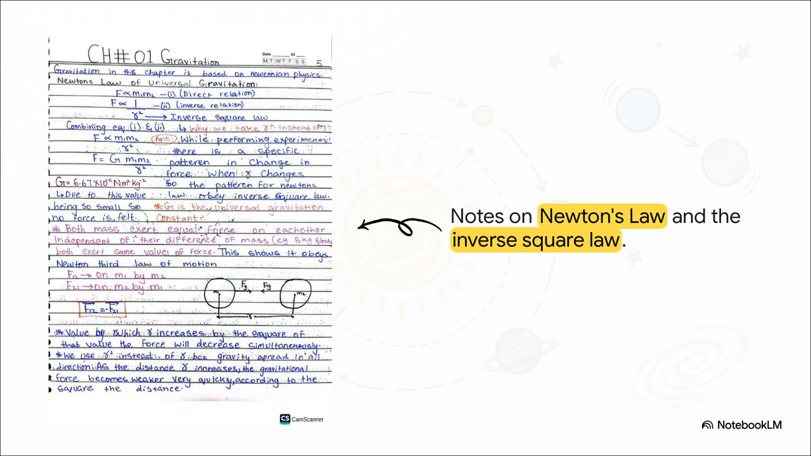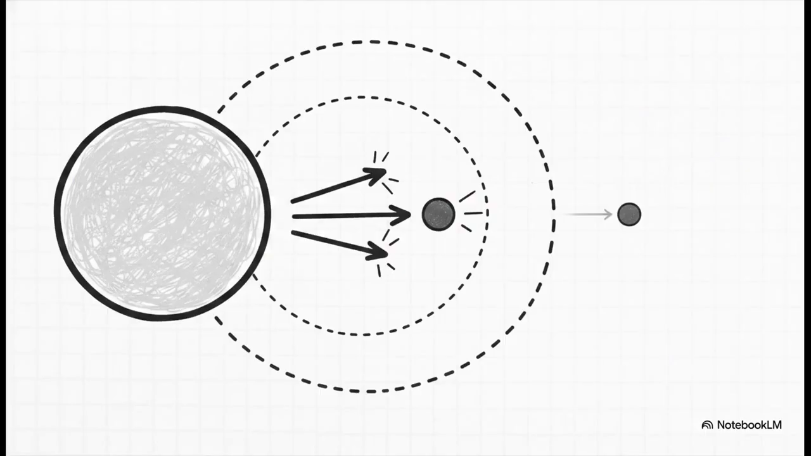We use the letter r squared for this, because gravity spreads out in all directions in three-dimensional space. So the larger that sphere of influence gets, the more diluted the force becomes. Which brings us to an absolutely crucial concept, the inverse square law. Now, this isn't just some mathematical quirk, it's a physical reality of how our universe operates.